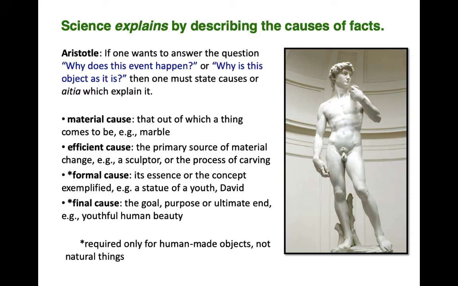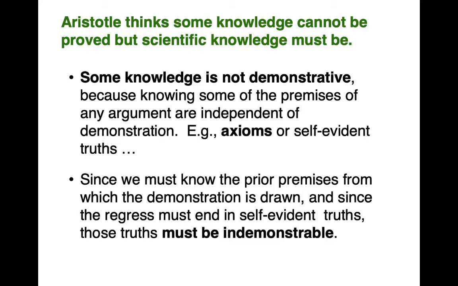Formal causes and final causes are only the case for artificial or human-made objects, not natural things. They don't need formal or final causes. Material and efficient causes are sufficient to explain their appearance, behavior, etc. Aristotle thinks some knowledge cannot be proved, but scientific knowledge must be. Some knowledge is not demonstrative because some of the premises of any argument are independent of demonstration. For example, axioms or self-evident truths. We just presume these. We can't prove these. I'll give you some examples later.